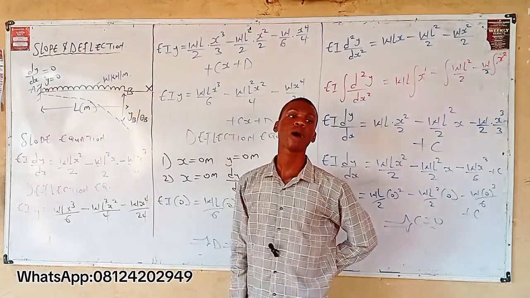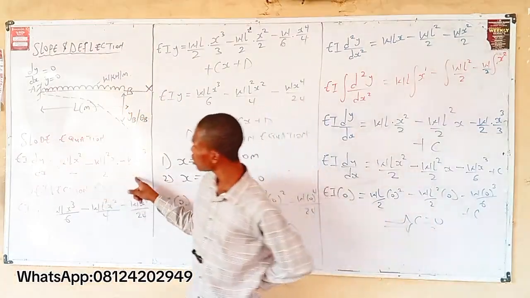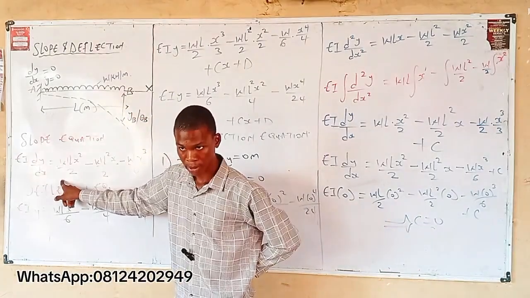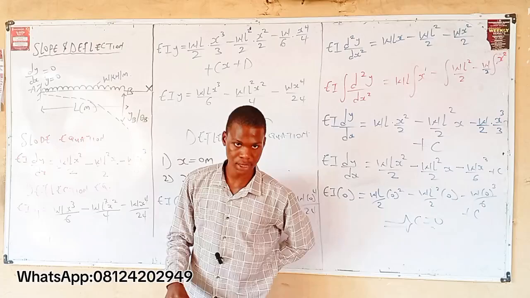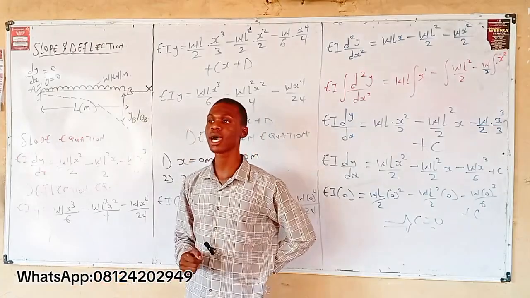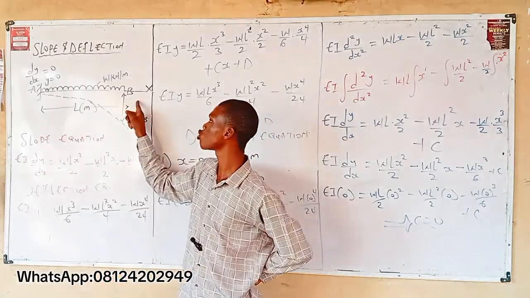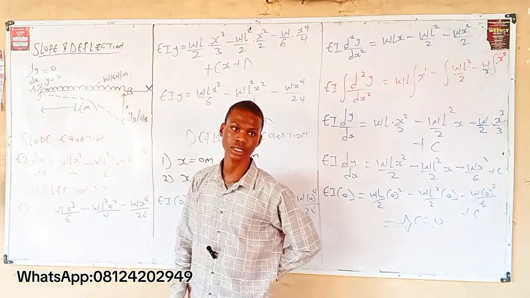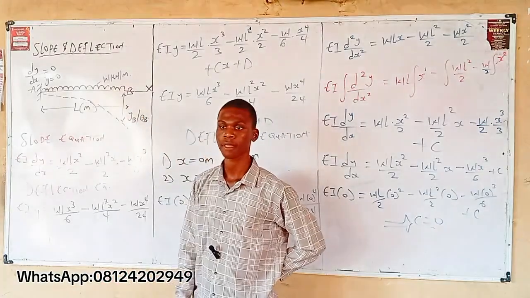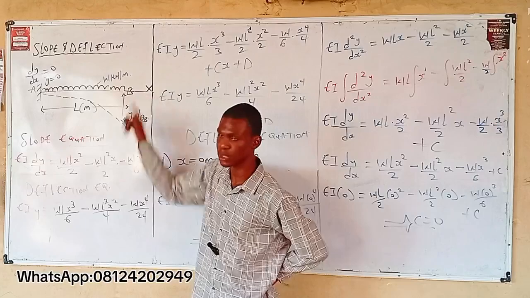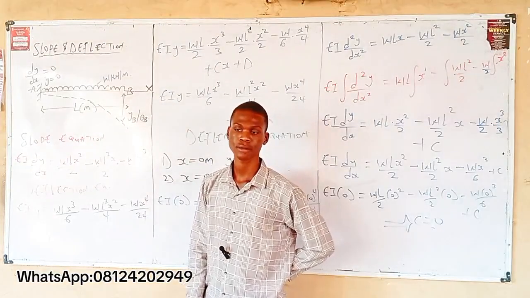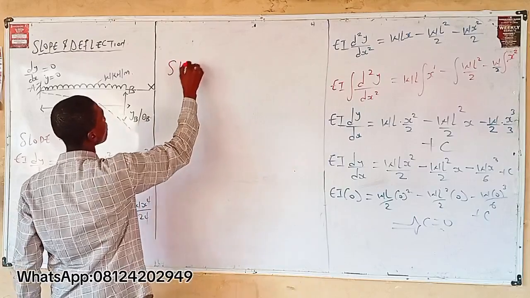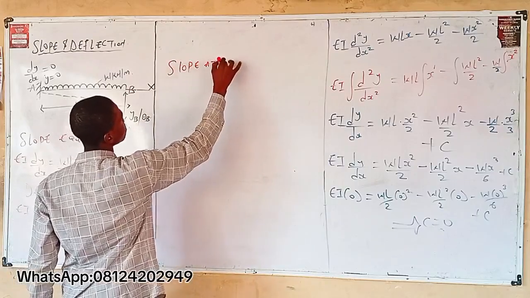Calculating slope at B, what will be the value of x? You know, this will be the equation to use. Using this equation, I'm substituting a value for x. Exactly, L. Meaning, slope at B, what is the value of x? L meter. Slope at B.